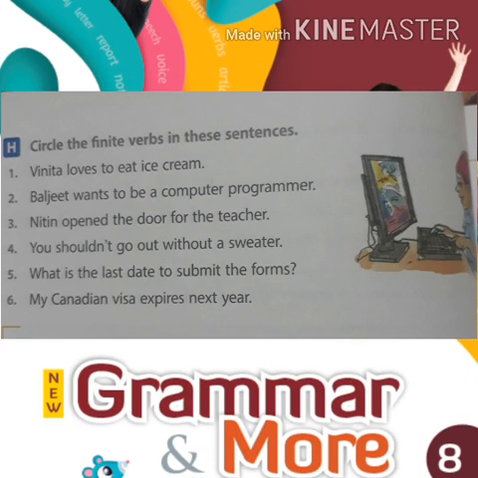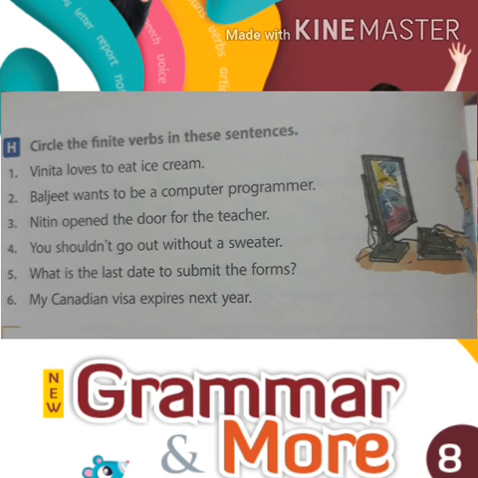Now, let's look at the textual exercise. Exercise H. All of you look into your text. Circle the finite verbs in these sentences. In the first sentence, Vinitha loves to eat ice cream. Here, which is the finite verb, children? It is loves. Because the verb loves will change its form according to the subject in number or person. Vinitha loves to eat ice cream.